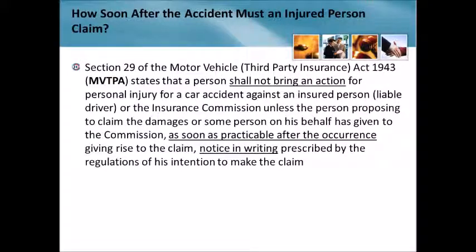On this slide, I've paraphrased Section 29 of the Motor Vehicle Third-Party Insurance Act 1943. As you can see, the general effect of the section is it says a person shall not bring an action for injury unless the Insurance Commission of Western Australia has been given notice as soon as practicable after the injury.